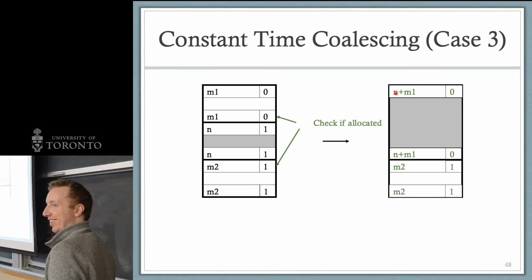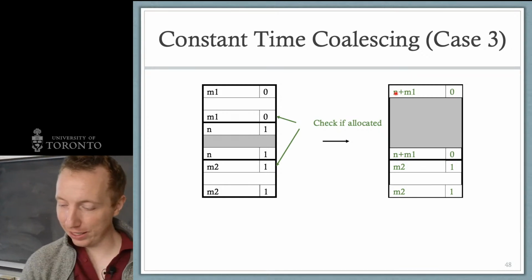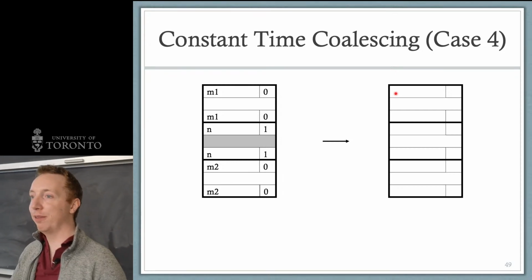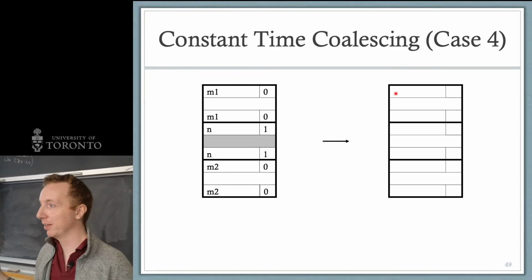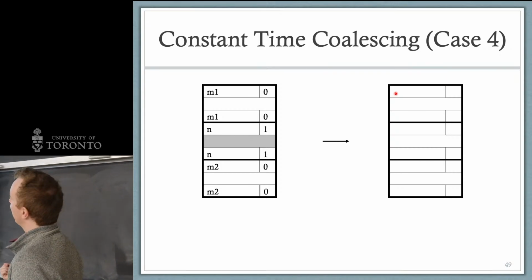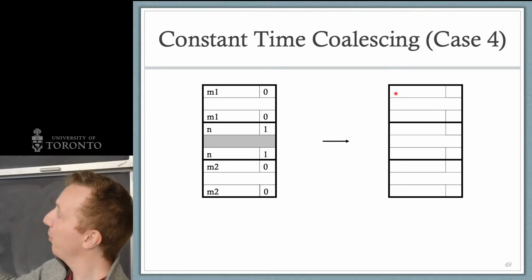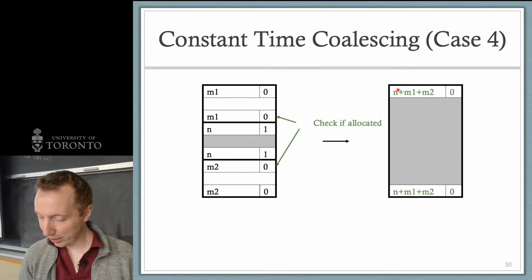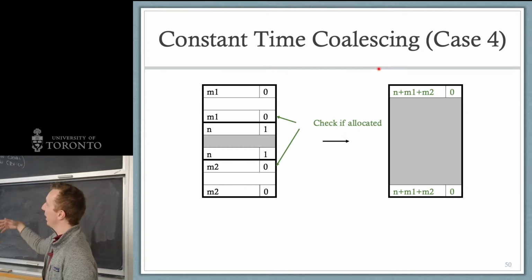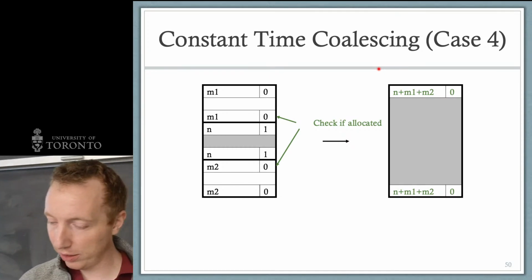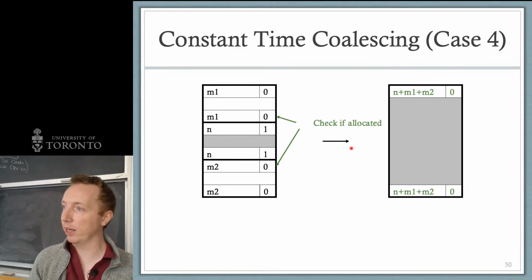Magic. Now, the tricky case. What about if it looks like this, where either side of you is free? What should it look like at the end? Well, if both things are freed, the entire thing will be free now. So now we have N plus M1 plus M2, and the whole thing is free. So we have a big block of memory.